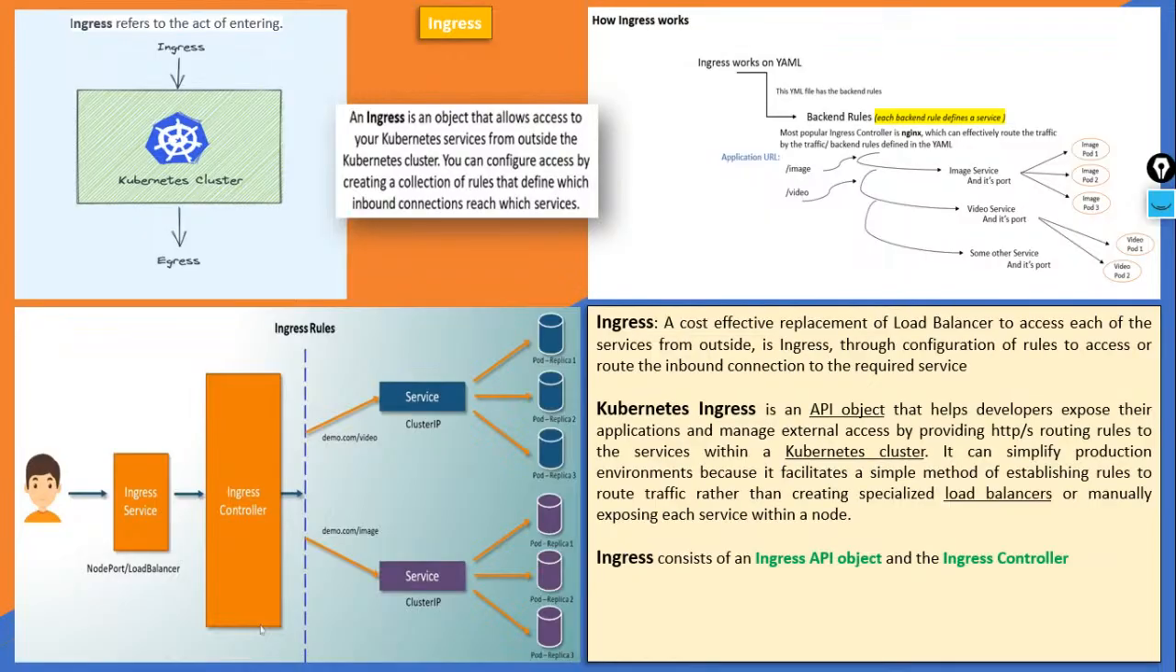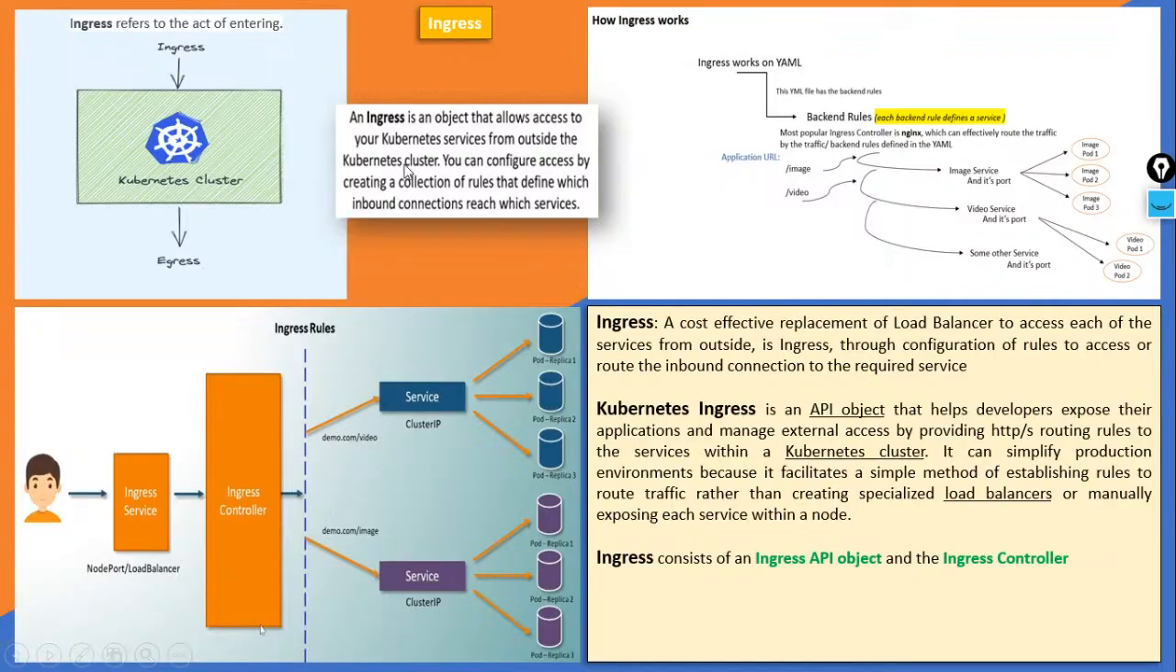So the terms remain the same, but here you are not going inside a server. Yes, you are going to a server, but you are actually getting inside a Kubernetes cluster. That means the act of entering into a Kubernetes cluster is ingress, and the act of going out of the cluster is called egress.